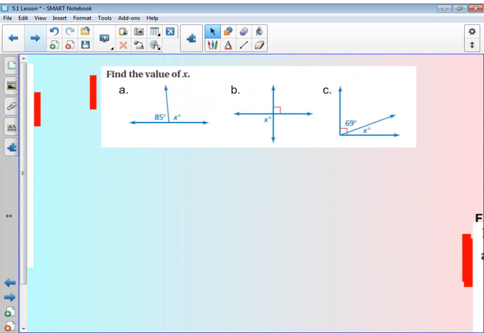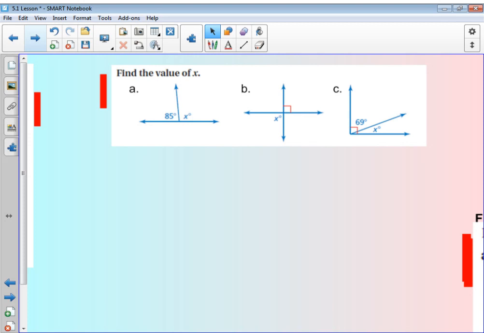Okay, so I want you guys to try these three. Go ahead and pause your video, go through and solve for A, which is working supplementary angles, B, which is working vertical angles, and C, which is working complementary angles. Solve for x on each of those.